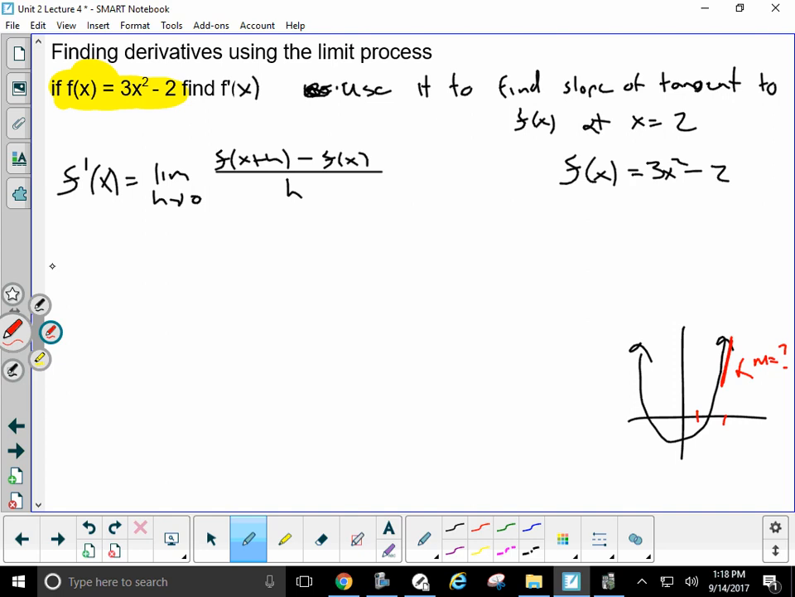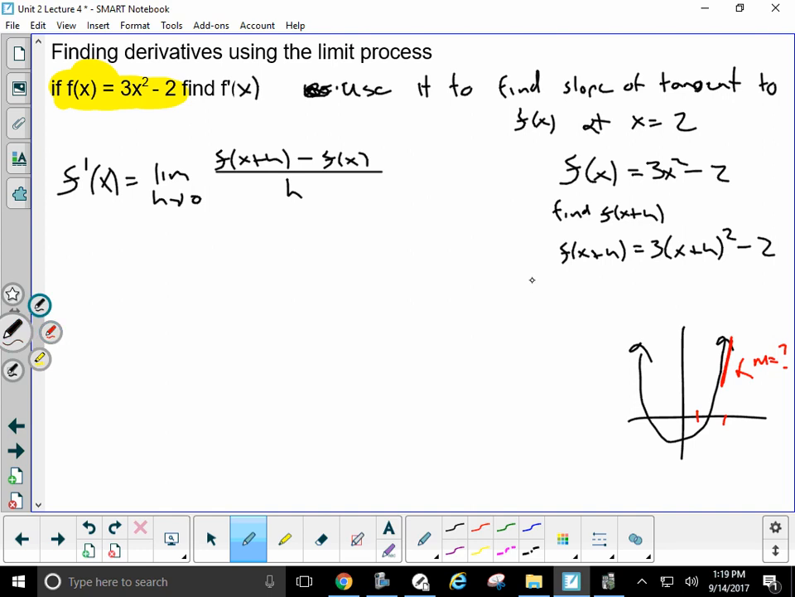Okay? All right, so I got f of x, but this equation needs f of x plus h. So I need to find f of x plus h. Well, wherever I have x, replace it with x plus h. Use parentheses. You'll have to use this process for your test, or you're going to get a huge multiple part problem completely wrong. Okay?